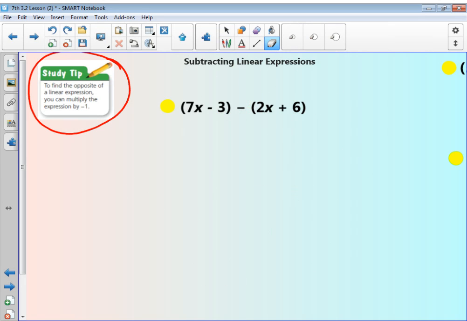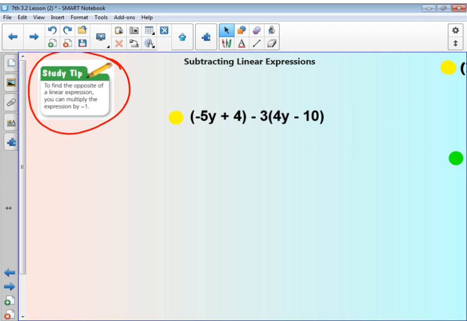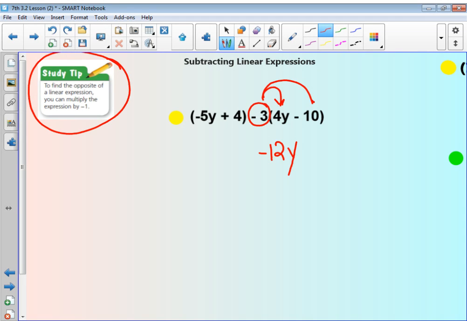Okay, so now we're going to change it up just a little bit. We are now going to go through and distribute a number. So instead of just having that negative sign or that opposite sign in between, we're going to go ahead and distribute this, because the symbol goes with the number behind it, to my 4. So -3 times 4 would be -12. Make sure I put my y on it. -3 times, include the symbol, -10, would give me positive 30. I'm going to bring the rest of it down. I had a -5y out here and a positive 4.